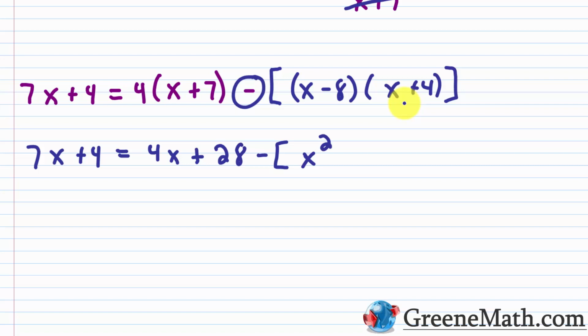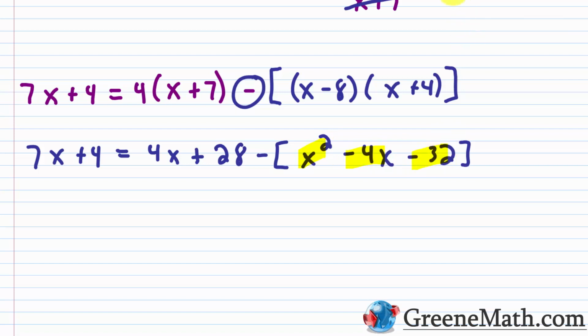The outer would be 4x and the inner would be negative 8x. So if I combine those, I get negative 4x. And then for the last, negative 8 times 4 is minus 32. Again, because I have this minus out in front of these brackets, I've got to go in and change the sign of each term here.